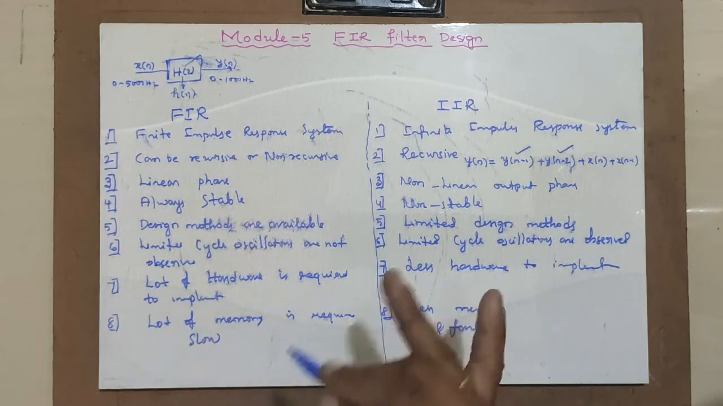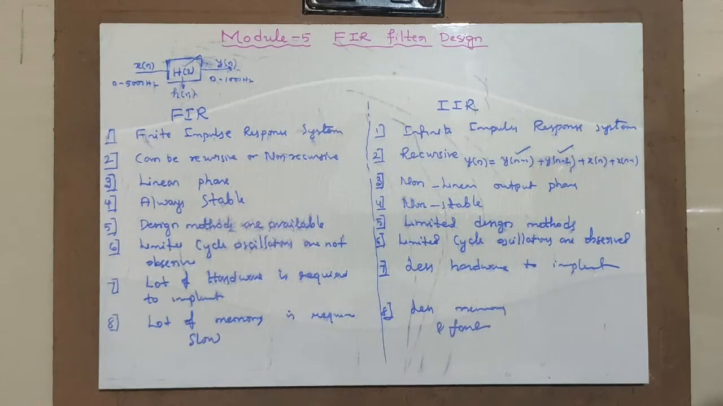This is how you can have at least 5 to 6 comparisons between FIR systems and IIR systems. I hope you understood this board where I explained the comparison between FIR and IIR system. Let us go to next board, where I will explain the design methods and the basic concept of FIR systems.